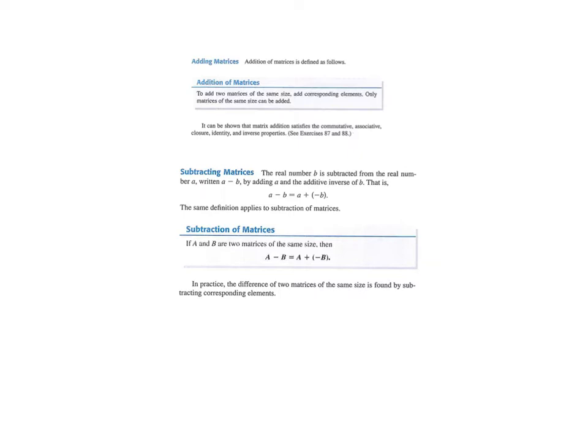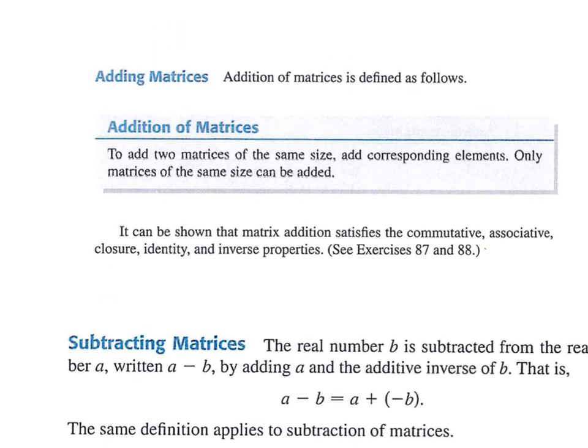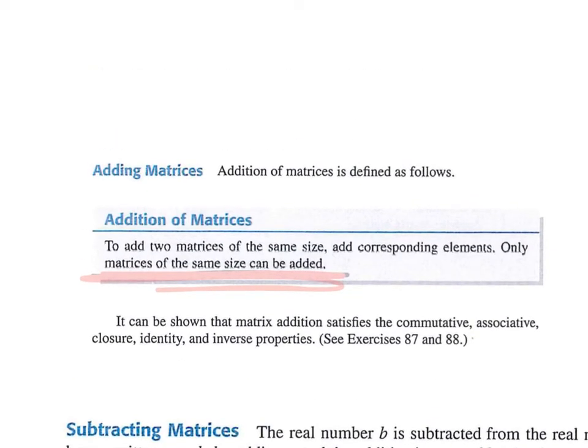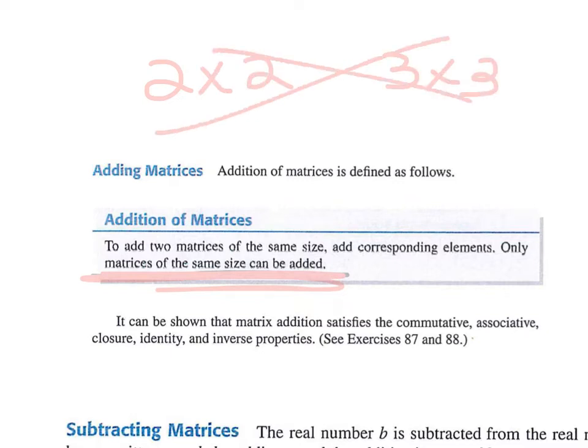So the key for adding and subtracting two matrices is that the matrices must be the exact same size. So I can only add, for example, a 2 by 2 with a 2 by 2. I would not be able to add a 2 by 2 with a 3 by 3 or subtract it. So it must be identical sizes, and then all we're going to do is add the elements that are in the same spot. And I'm going to show you what I mean by that.